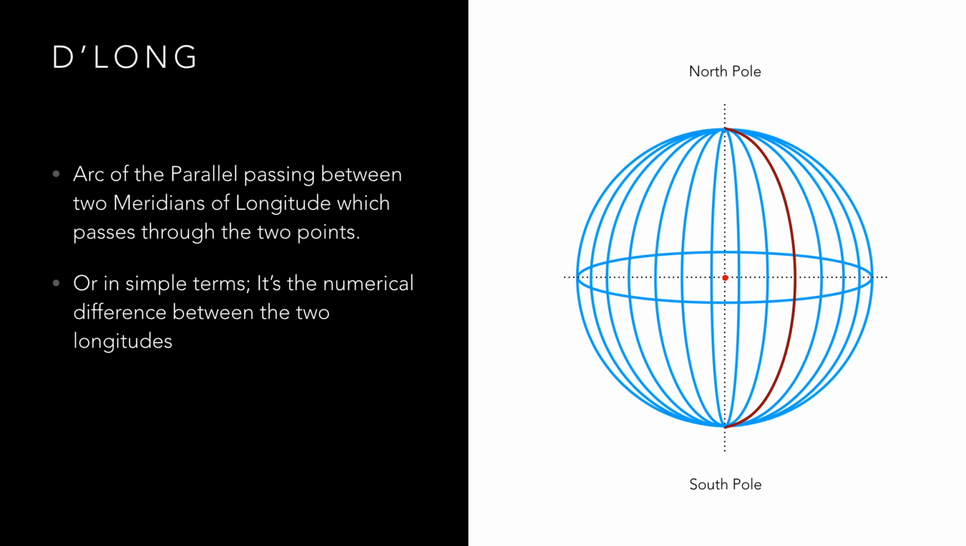And remember, much like with latitude, if our two longitudes have the same name, that is both our west or both our east, we subtract the two figures. And if our two longitudes have different names, we add the two figures together.